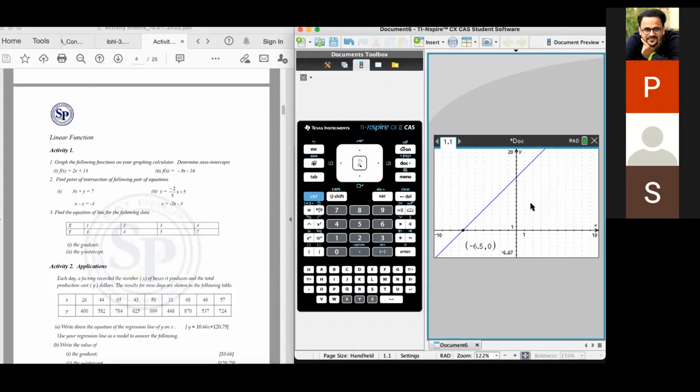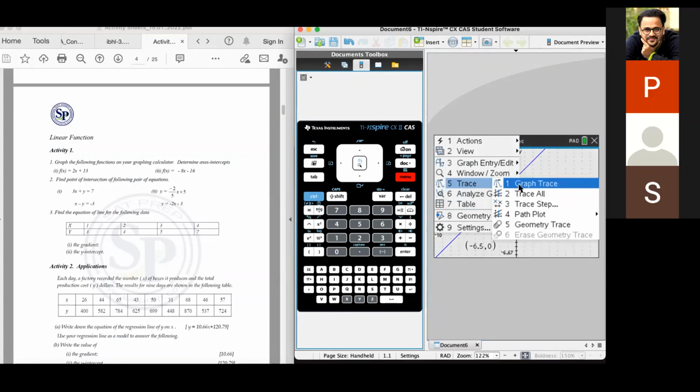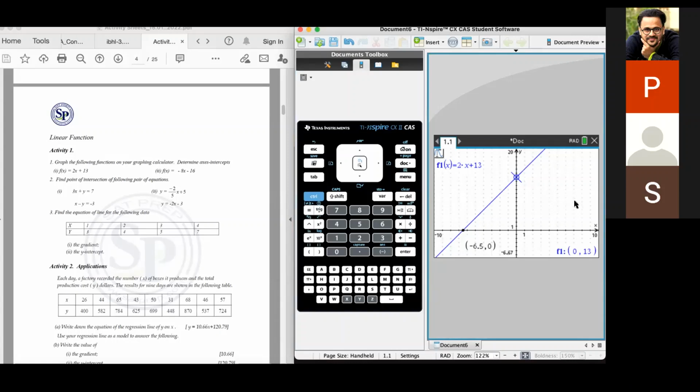While the y-intercept is clearly visible here, which is when you substitute x equals 0, so that point would be considered. Or if you want, through this only, you need to go into trace here. And then you just click this, so you will be getting 0, 13 here. So that way you can find the x and y-intercepts in this.